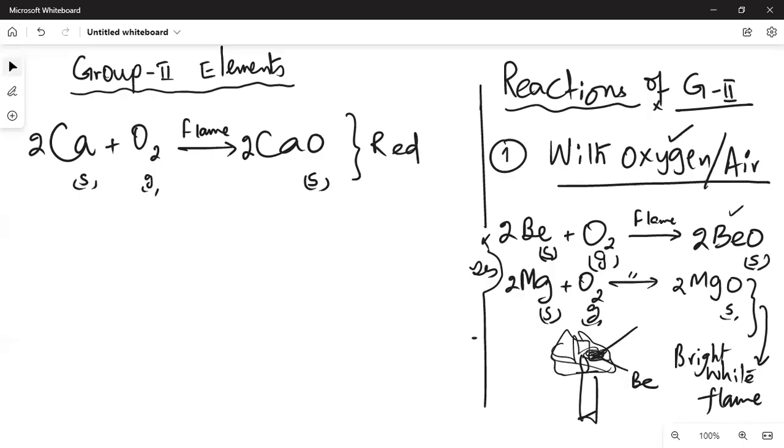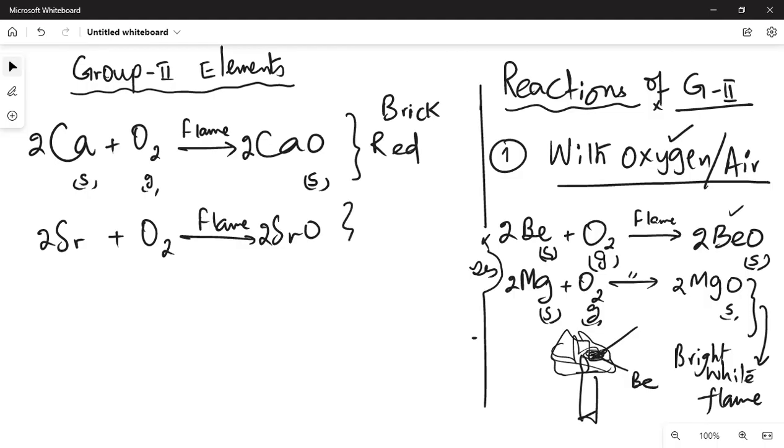And then after beryllium, magnesium, and calcium, we have strontium. Strontium plus oxygen reacts to make strontium oxide, and in fact strontium oxide's flame is also red, but we don't expect that from you. Calcium's is light red, or we call it brick red, like light reddish bricks. And strontium oxide is actually bright red, or what we call crimson red.